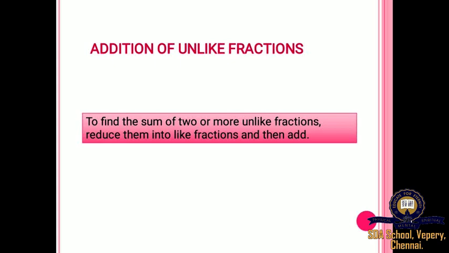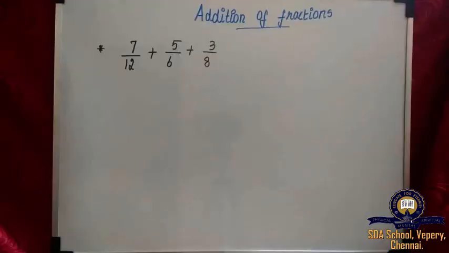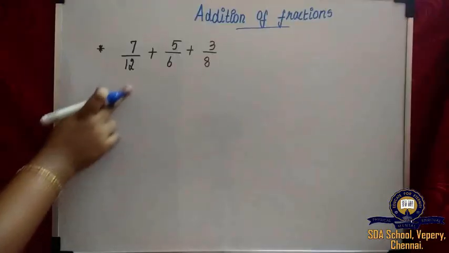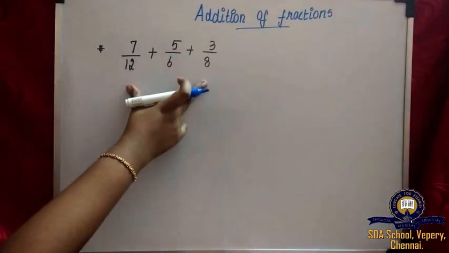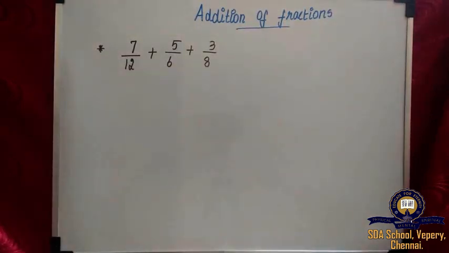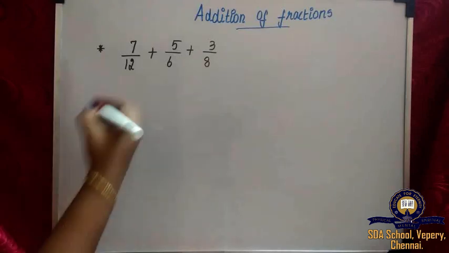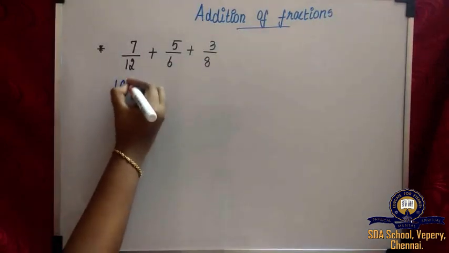To find the sum of two or more unlike fractions, first we need to reduce them into like fractions and then we have to add them. Next problem, look here. Here the fractions are unlike fractions. They do not have a same denominator. So first we need to convert them into like fraction. For that we need to find the LCM of denominator.